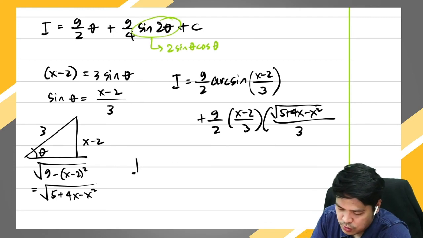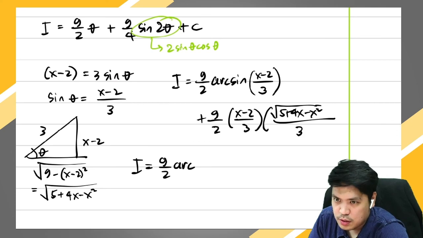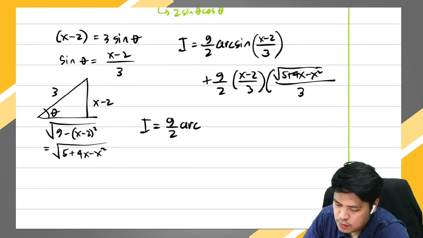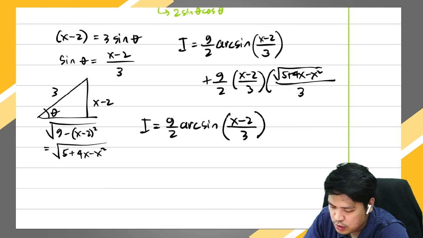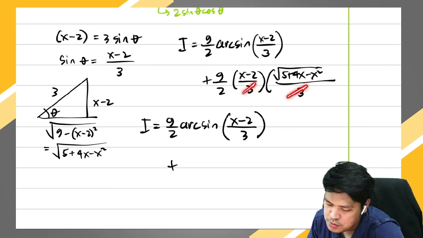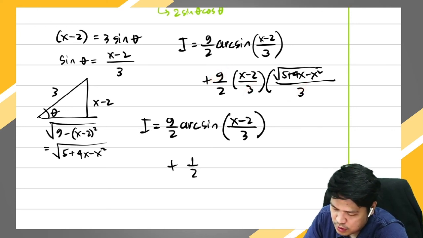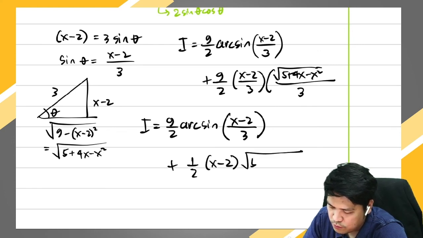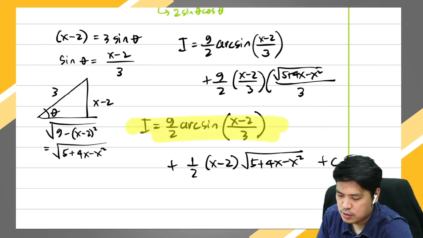Okay. So, our answer would be 9 halves arc sine x minus 2 over 3, and then plus, so just combine this. 3 times 3, cancel that out. So, 1 half na lang, then x minus 2 times the square root of 5 plus 4x minus x squared, plus c. So, that is our answer.